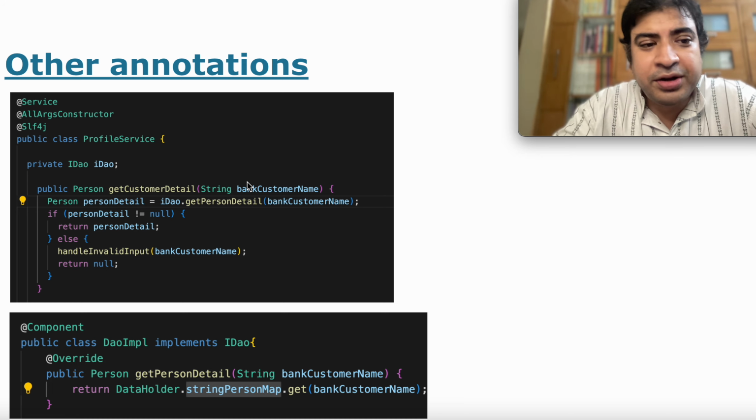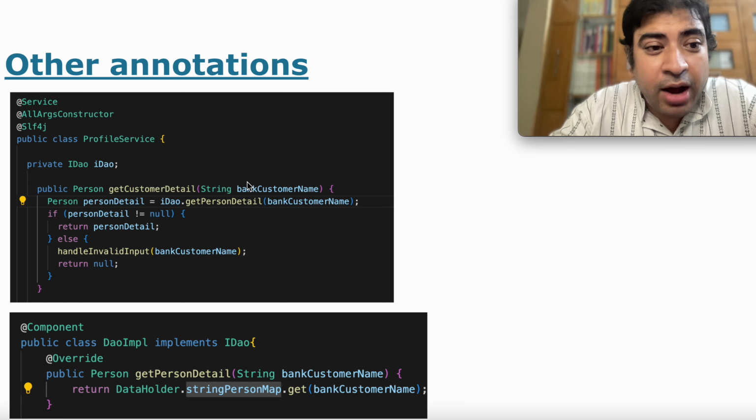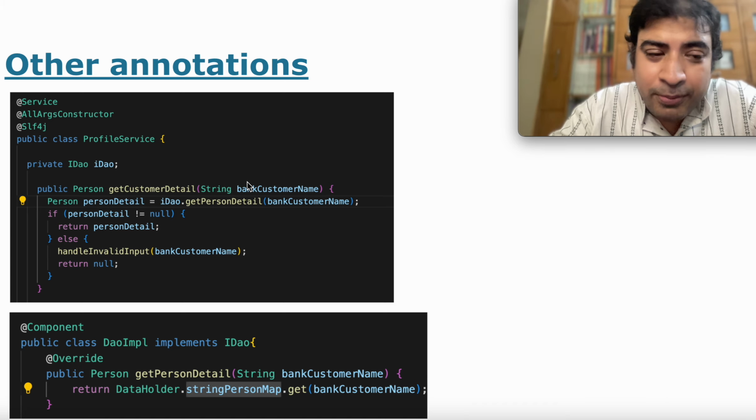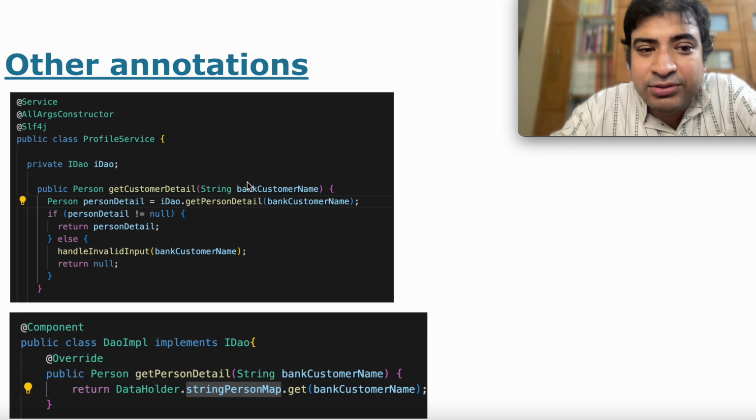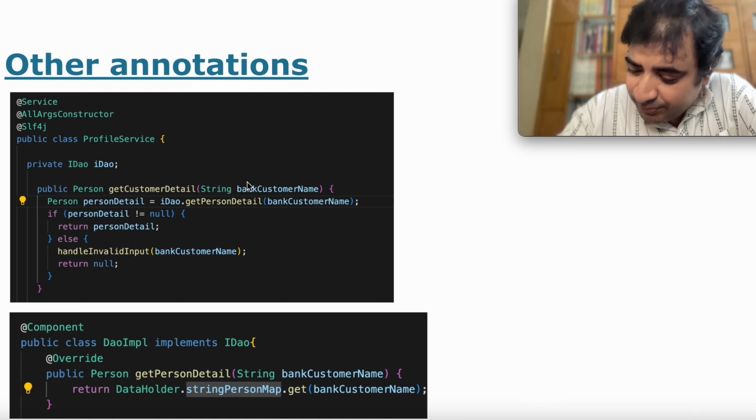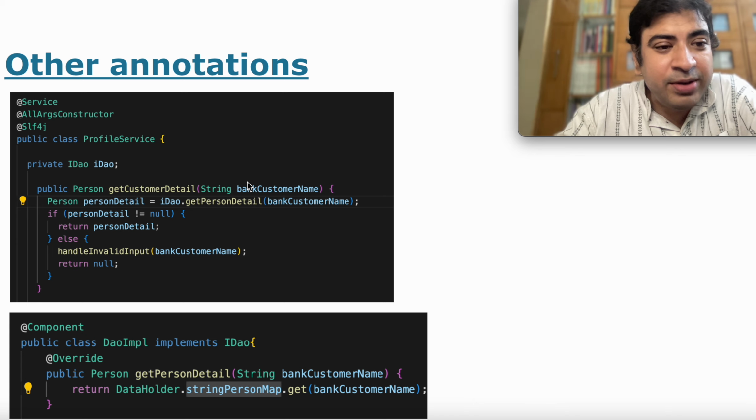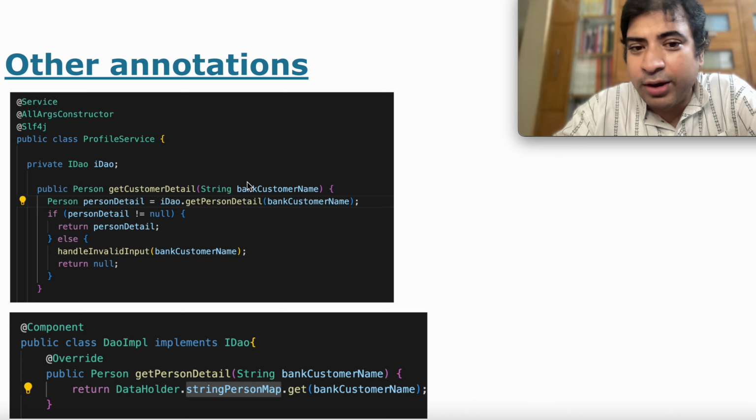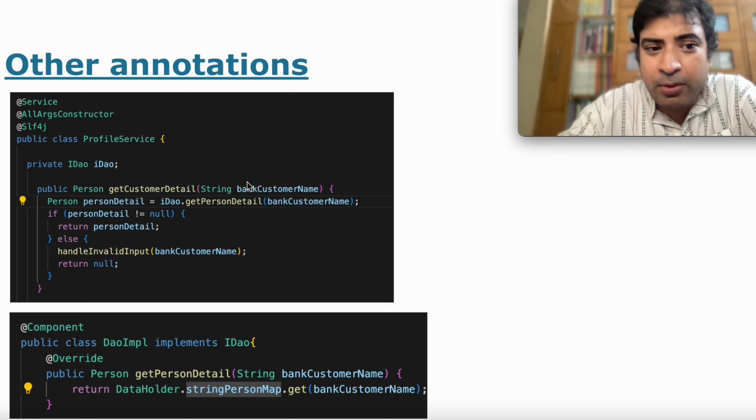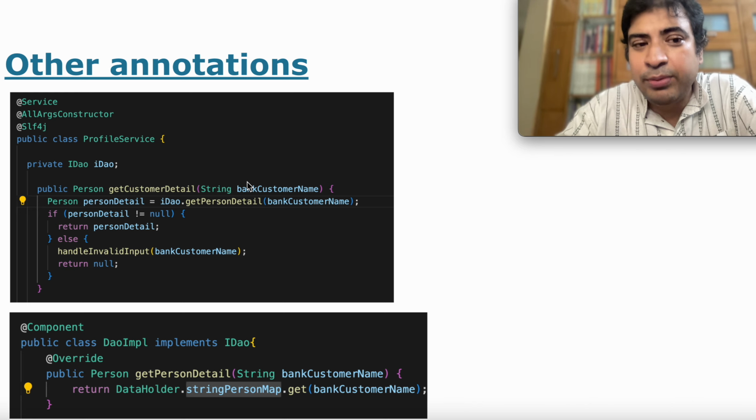Also, a couple of other annotations are there: @AllArgsConstructor and @Slf4j. They are also from Lombok, which is our very dear friend. @AllArgsConstructor helps to generate the constructor with all the arguments, and @Slf4j helps us to do logging. But I am not going into detail of Lombok because I will create a separate video dedicated to Lombok.